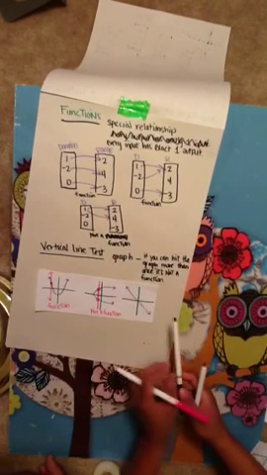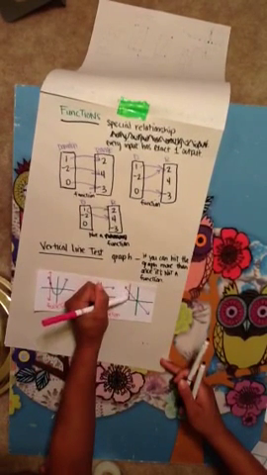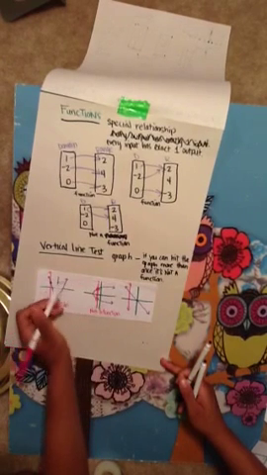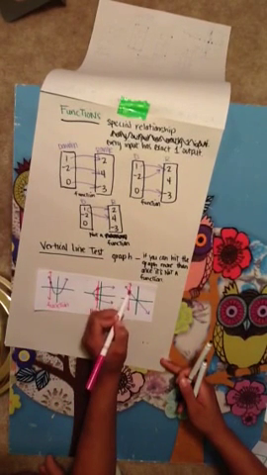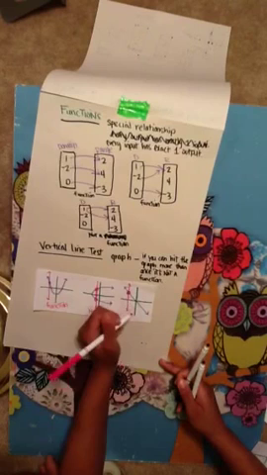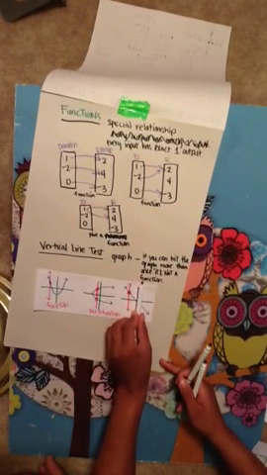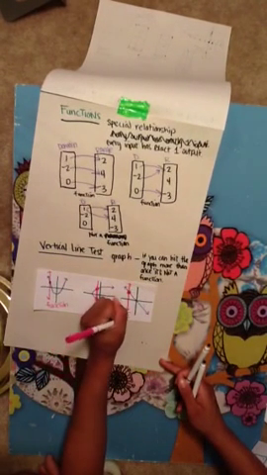I can draw a vertical line anywhere on here, just here for safety's sake. I hit this graph once, and only once, and I can move it across and it's only going to hit once. So this is a function.